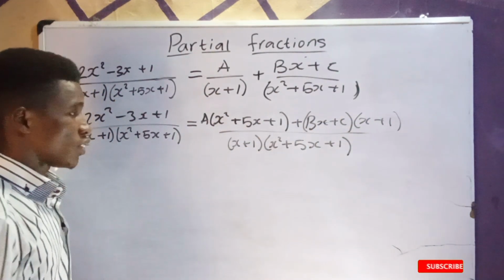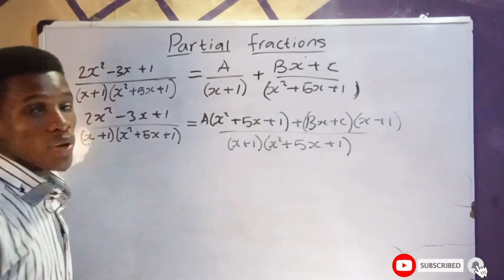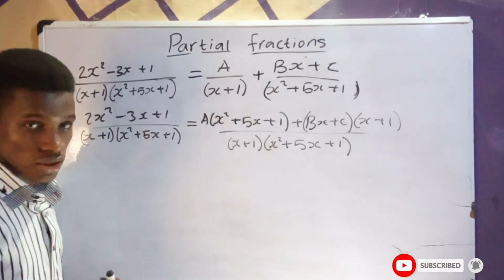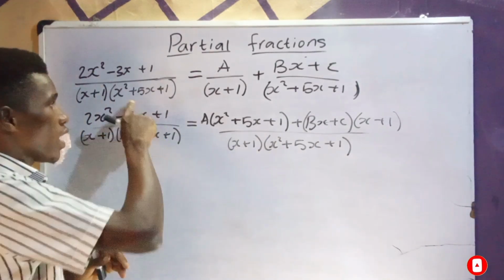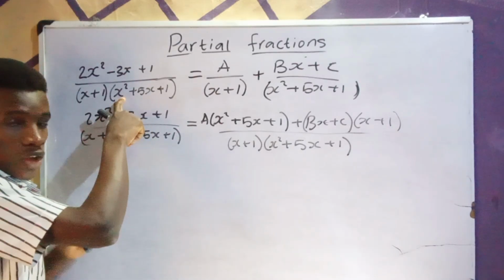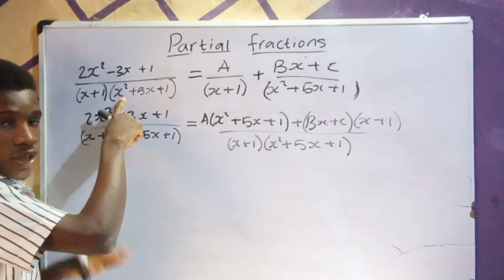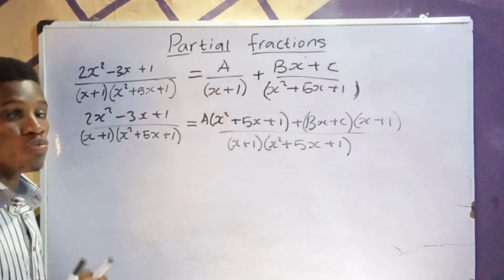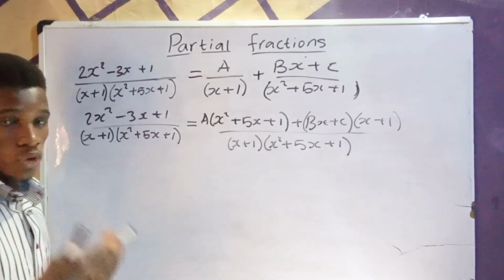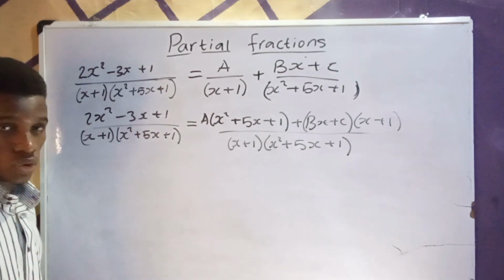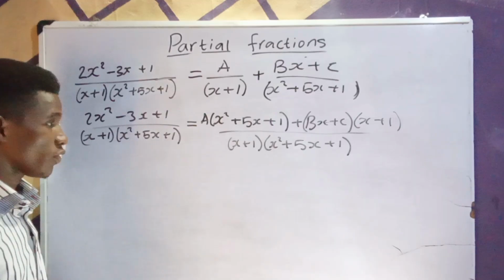So now let's open up this bracket and compare coefficients. It is exactly the same process. The only difference is that when you have a denominator that is not linear, you set the partial fraction to mimic the possible solution. Is that clear? Yes. So let's proceed further.